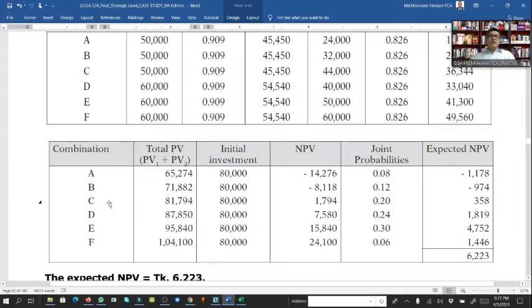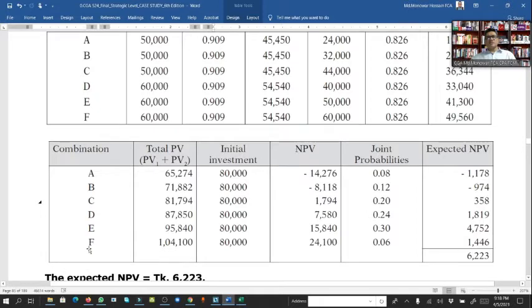So this way, all 6 combinations, if we add both present values, and from that we subtract the initial investment, because it is the combination, it is not the expected cash flow of the 6 combinations. So here the initial investment is 80,000 for all sides, and from the total PV, if we subtract the initial investment, then we will get the NPV of that combination. So here that combination is negative. How do we get it? Initial investment 80,000 and total PV is 65,274. Then we will get minus 276.